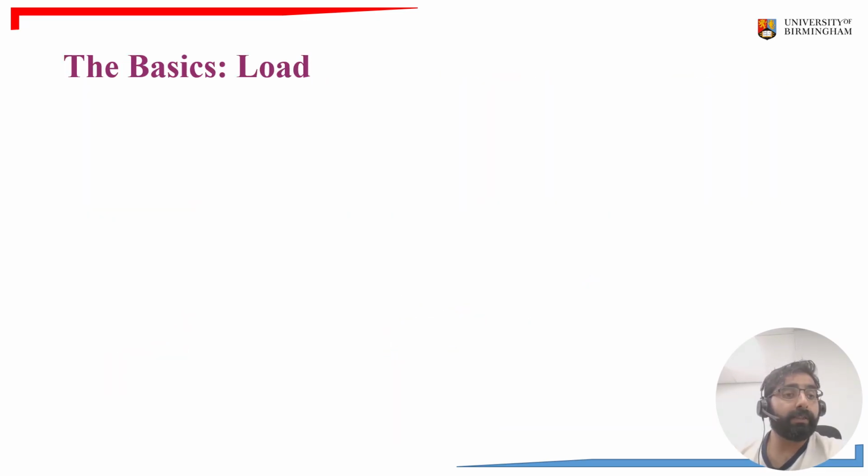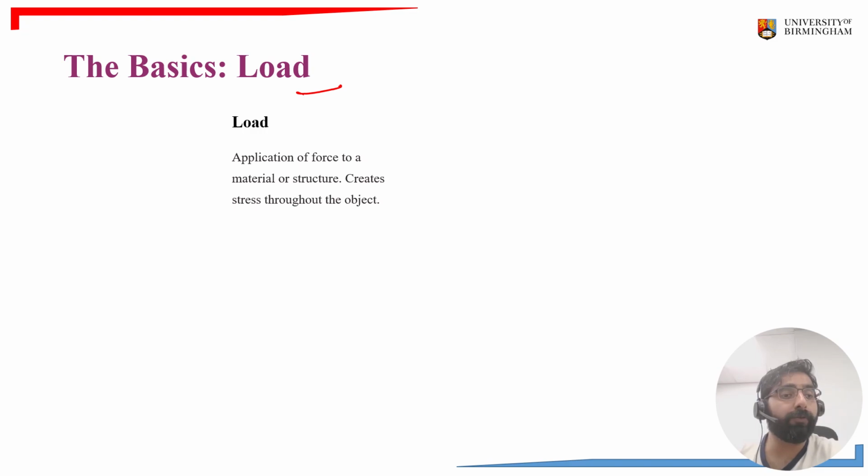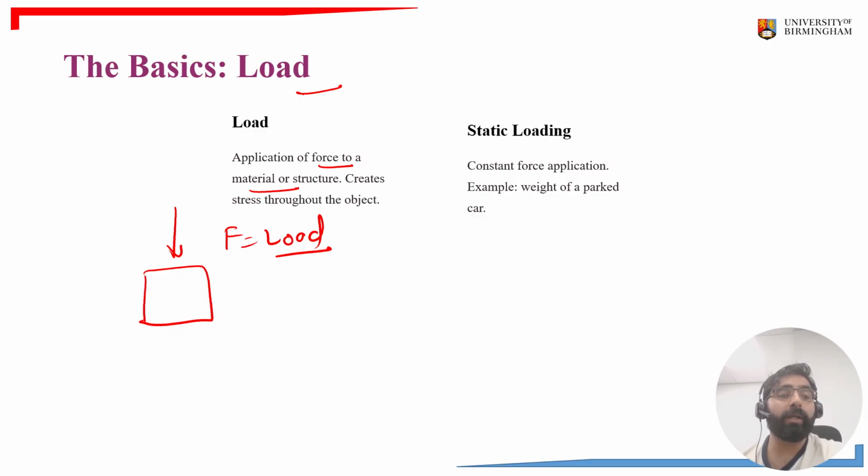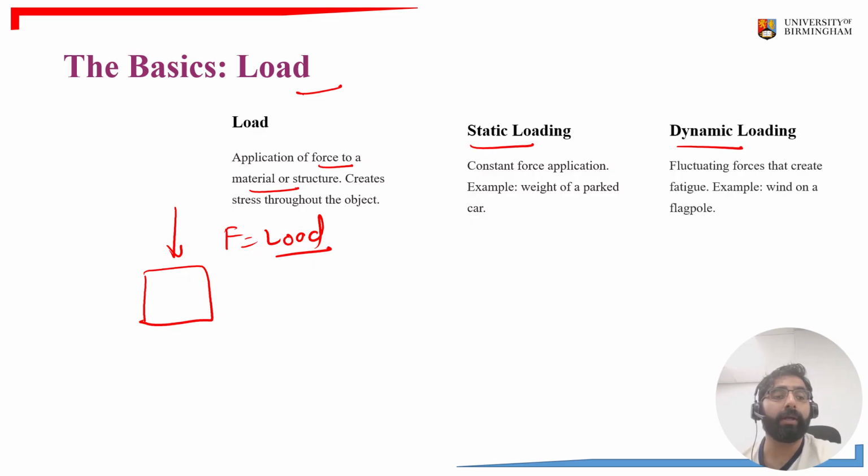So the first basic thing we need to understand before going through stress and strain in materials is the load. The load is basically the force that acts upon the body. If there is a body and forces are acting upon it, those forces are also called the load. In loading, there are basically two kinds: static loading and dynamic loading. If there is a body in a static position and a number of forces are acting upon it and the summation of all forces equals zero, this is called static loading.